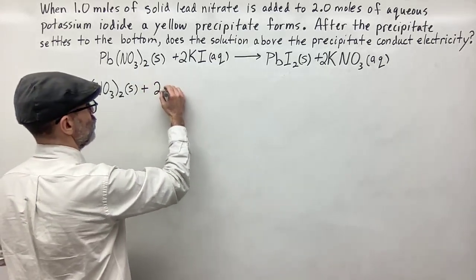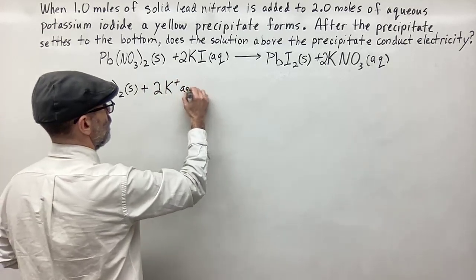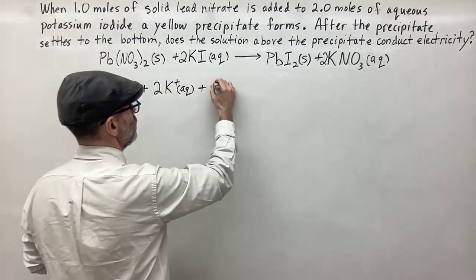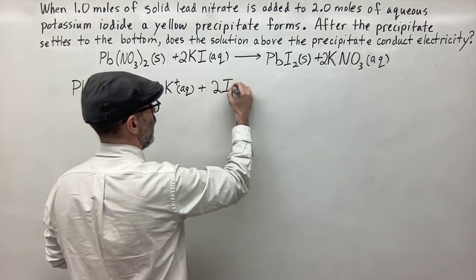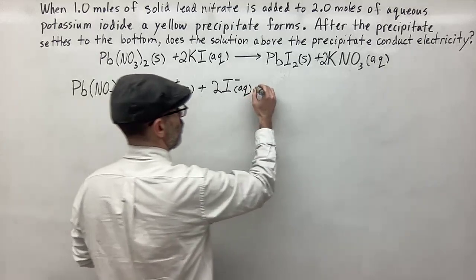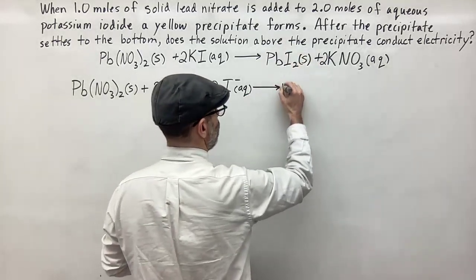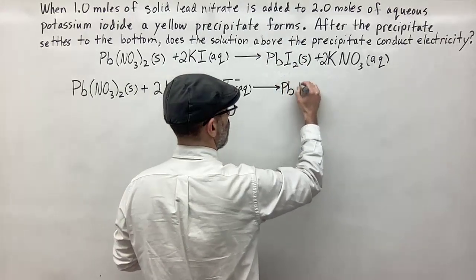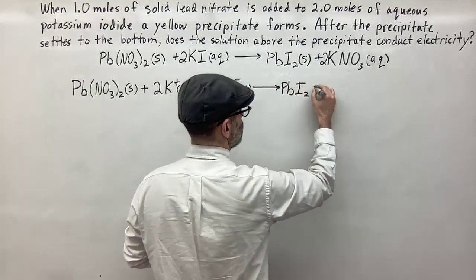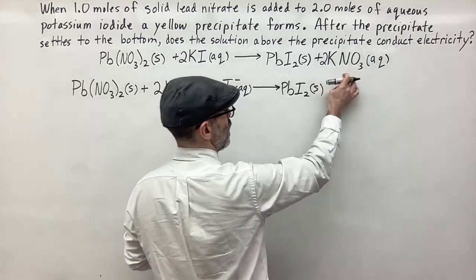So we'll write that: 2 K+ aqueous plus 2 I- aqueous. And now we'll do the products. This is solid, so that's going to stay together again: PbI2 solid.